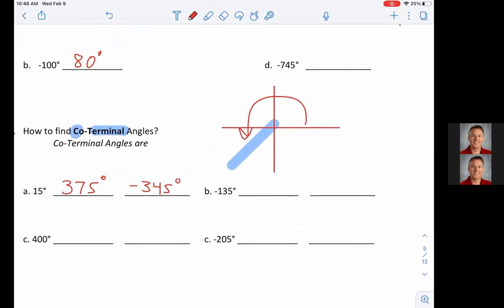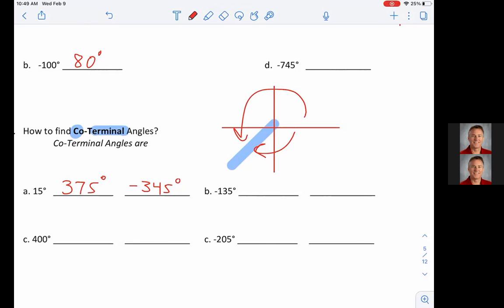Yes. How do you get there if it's less than 180? So remember, it's negative though, correct? Okay, so yeah, we started here and we're going this way instead of going this way. Okay, because it's a negative angle.